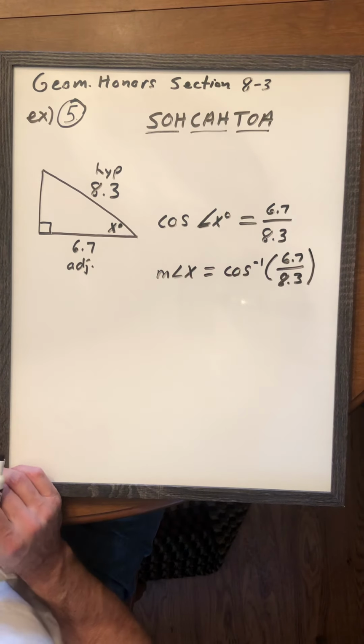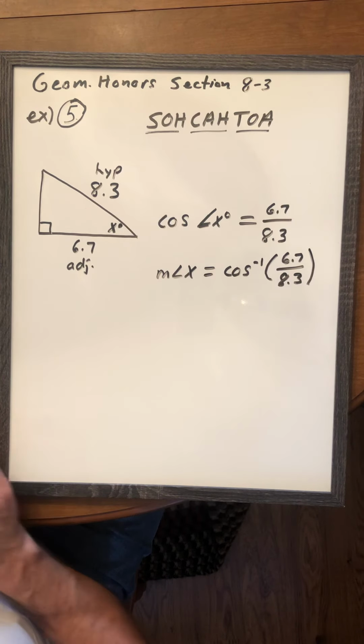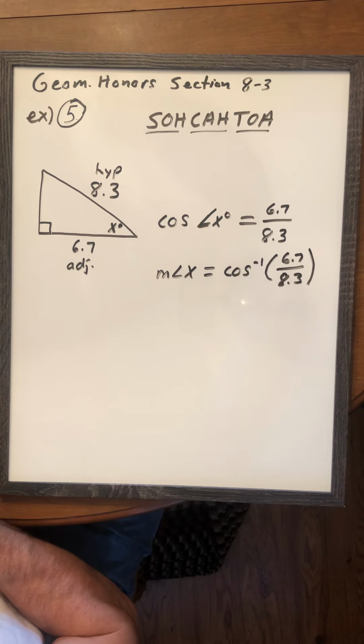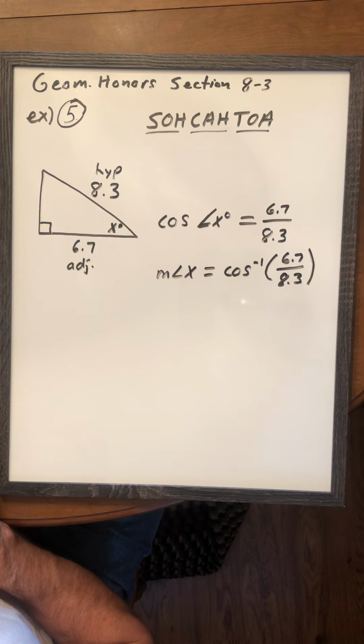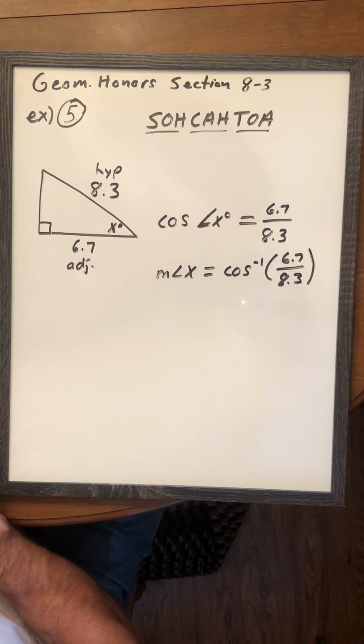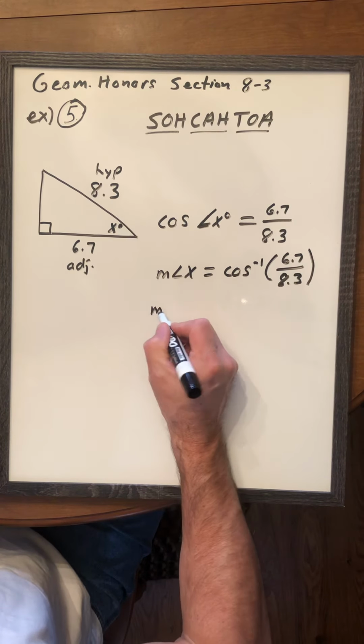I can use my calculator, and on my calculator I would go to either my shift button or my second button, depending on what type of calculator. And then I would hit shift and then hit cosine this time. And you should see on your calculator where it says cosine to the -1. And then a parenthesis, and then I would type in 6.7 divided by 8.3, and close the parenthesis, and then I could hit equal or enter. And then I would get my answer.